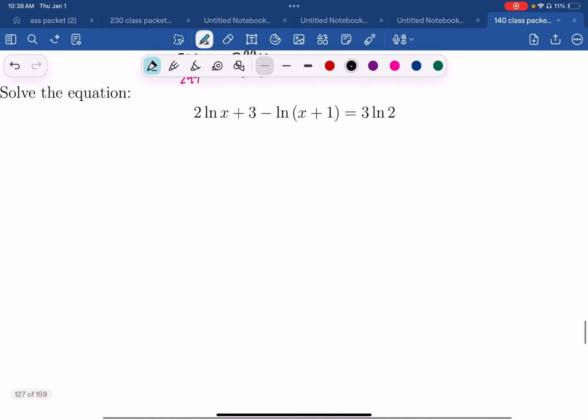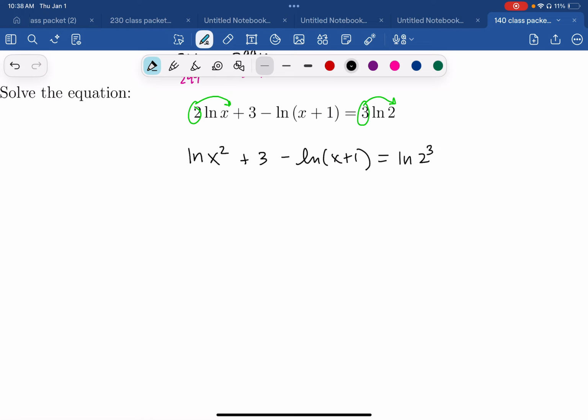For number 6, we're going to do a similar situation. So I'm going to try to move all my logs together and all of my numbers by themselves. Okay, so to do that, first, I'm going to reverse my rule about multipliers. So they're going to go up as a power. And that means we will have the ln of x squared plus 3 minus the ln of x plus 1 equals the ln of 2 cubed.